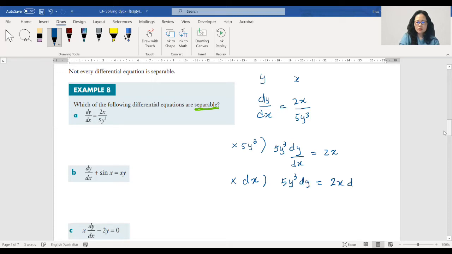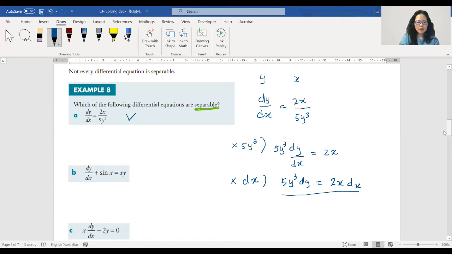If I do that, I will get 2x dx. Okay, so the more you do these kinds of questions, you don't really need to do this multiplying by the y expression and by dx. You can see it straight away. Anyway, so that's separable, right? We already put that into the left hand side and right hand side, so it's okay. This one's okay, so it's separable.